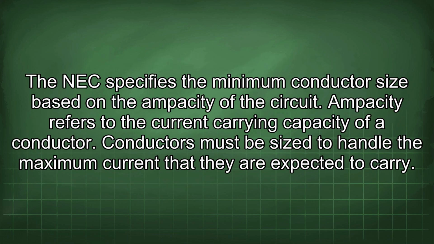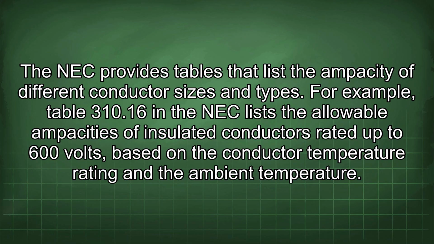The NEC specifies the minimum conductor size based on the ampacity of the circuit. Ampacity refers to the current carrying capacity of a conductor. Conductors must be sized to handle the maximum current that they are expected to carry. The NEC provides tables that list the ampacity of different conductor sizes and types. For example, Table 310.16 in the NEC lists the allowable ampacities of insulated conductors rated up to 600 volts, based on the conductor temperature rating and the ambient temperature.